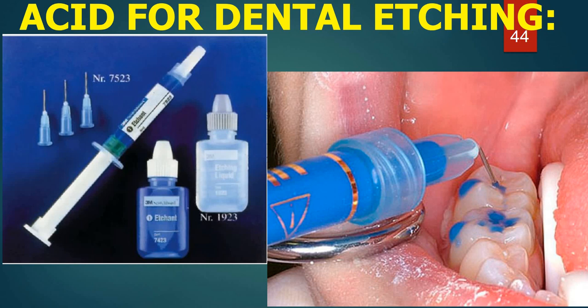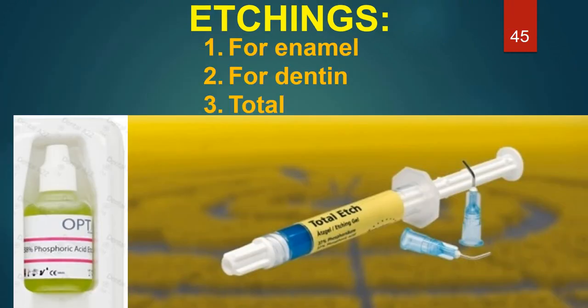And in these slides we see acid for dental etching in gel form and how this is used on the tooth. Etching can be for enamel, for dentin, and total for enamel and dentin.